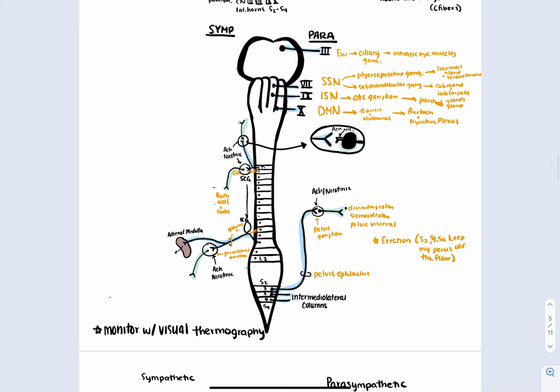We also have parasympathetics that start in the IML from S2 to S4. S2, S3, S4, keep the penis off the floor is kind of a saying that you hear all the time, because these parasympathetics are going to the descending colon, sigmoid colon, and pelvic viscera, and for men to the penile tissue. With this, it's important to note, and this has been a question in the past, so that's why I'm bringing it up, that for males and for females, parasympathetics is what needs to be there in order for them to function properly.